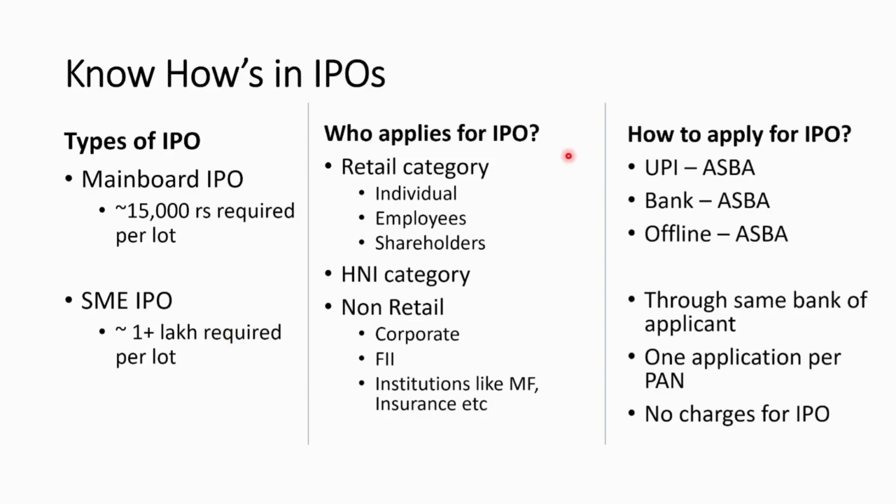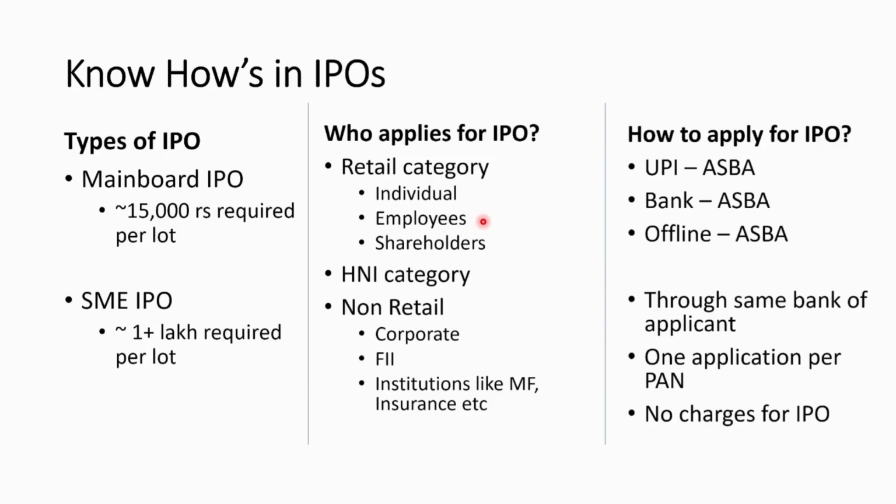And who applies for IPO? Basically, as a retail investor, we can apply under the individual category, the normal regular category, and we have the employee category and the shareholder category. Under the individual category, any value of application up to 2 lakh rupees is called retail individual. So you can apply for 1 lot or 2 lots, up to 2 lakh rupees in value of application. That is called individual.